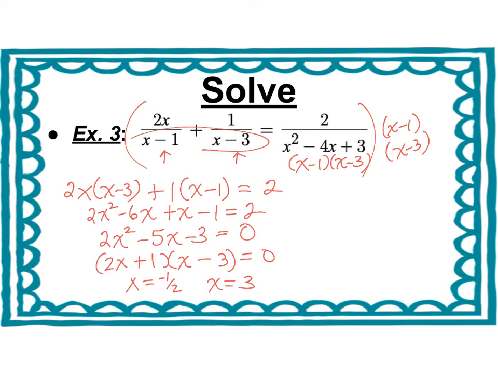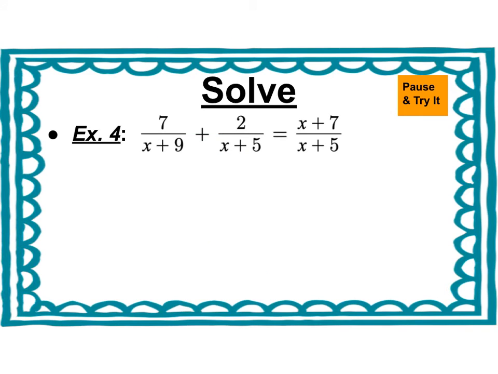If I look at my factored pieces of my denominator, x cannot be 1 and x cannot be 3. I did try to say that x was 3, so I'm going to cancel that. This is my only answer. X can be negative 1/2. Go ahead and pause this one and try it on your own.